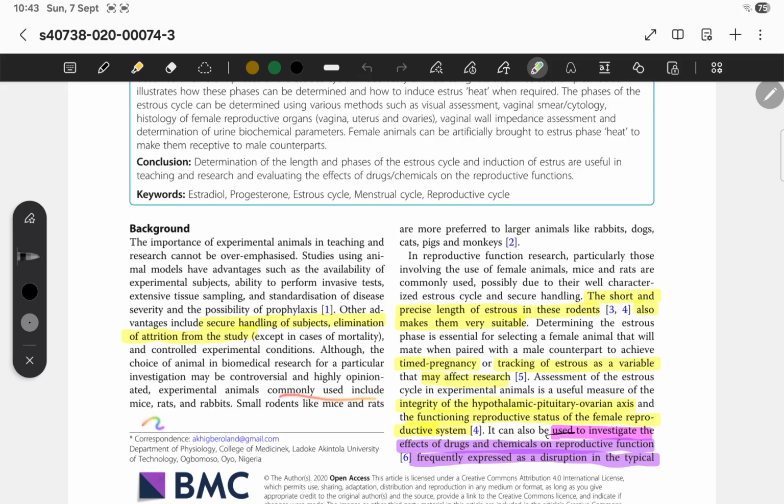So commonly animals used are mice, rats and rabbits. Small rodents like mice and rats are more preferred to the large animals like rabbit, dog, cat, pigs and monkeys. In reproductive function research, particularly those involving the use of female animals, mice and rats are commonly used due to their well characterized estrus cycle and secure handling. The short and precise length of estrus in these rodents also makes them very suitable.